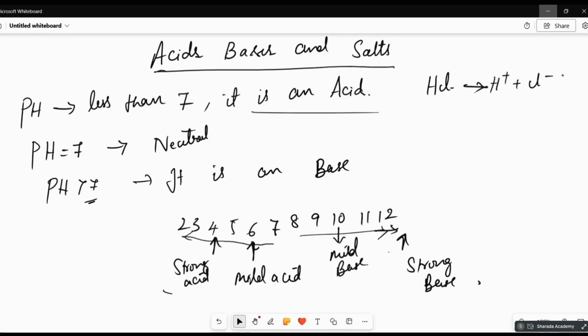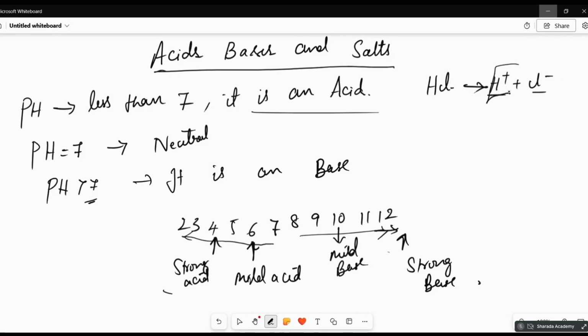So the measure of H plus ions, that is the pH value. That is why it's called potential of hydrogen or power of hydrogen, something like that. It is how much hydrogen is produced, and the measure of that is the pH value. So H plus and Cl minus.